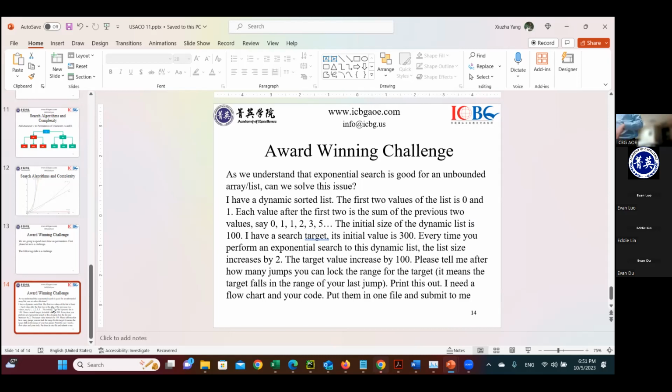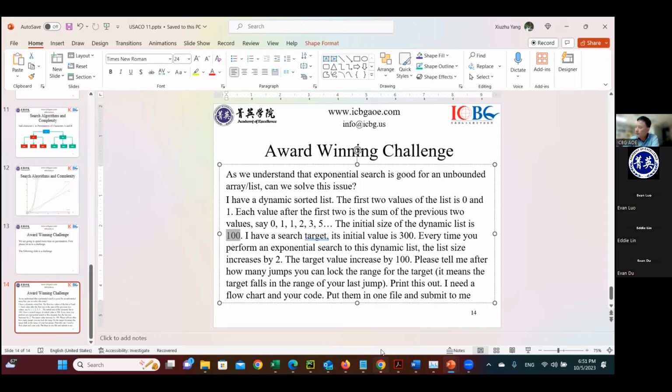So what I want you to do is that the initial size of the dynamic list is 100. So you need to find out the largest value of the list if you have 100 items in it. Okay, so I have a search target. Its initial value is 300. Every time you perform an exponential search on this dynamic list, the list size increases by 2.